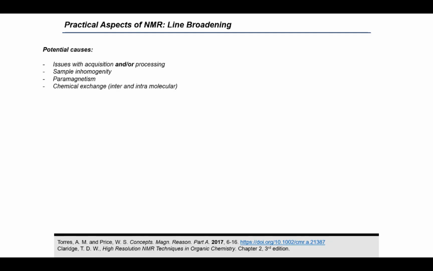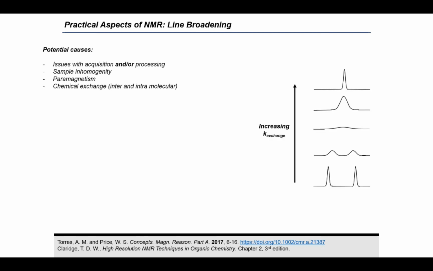The final cause for potential line broadening in your spectrum is chemical exchange. So if you've got two species in solution that are in chemical exchange with each other, if the exchange rate is really slow, you see two nice well-resolved peaks. If the exchange rate is really fast, you see one nice well-resolved peak. But in the middle, when the rate of exchange is about the same as the timescale of NMR, you can see quite significant line broadening.